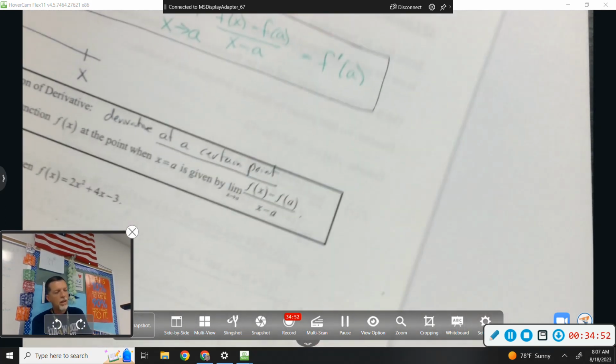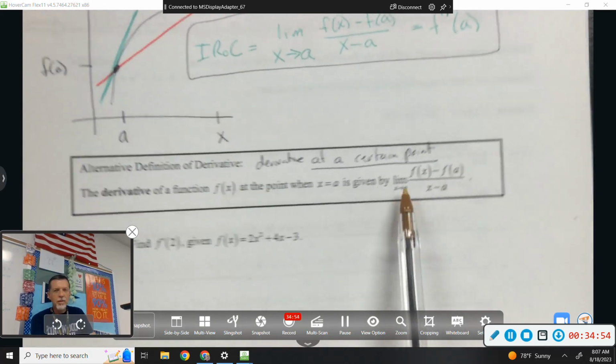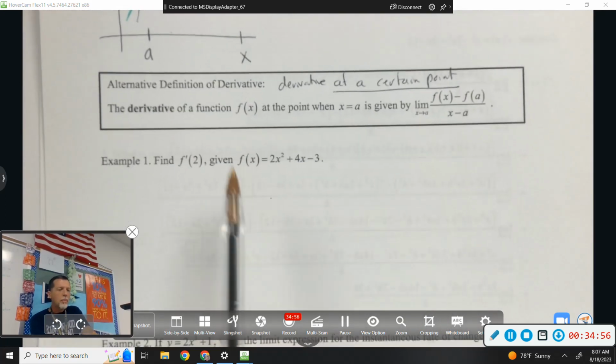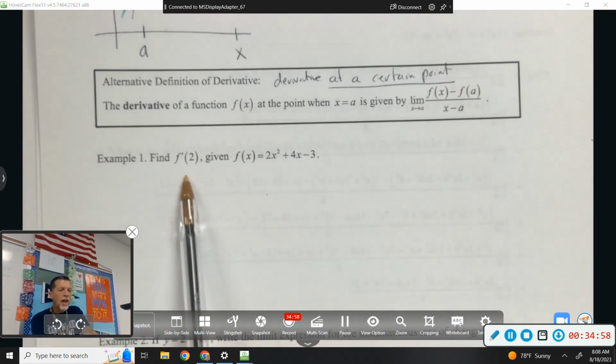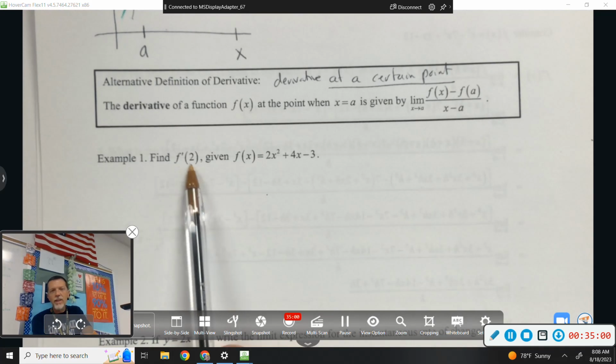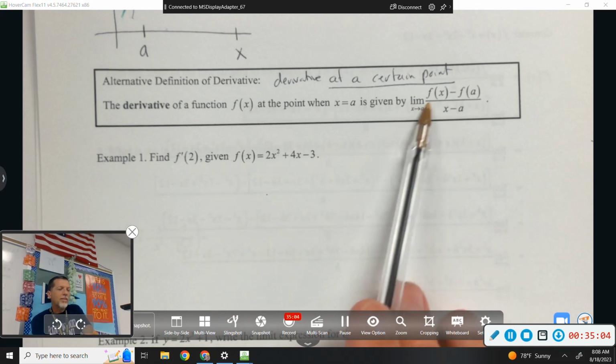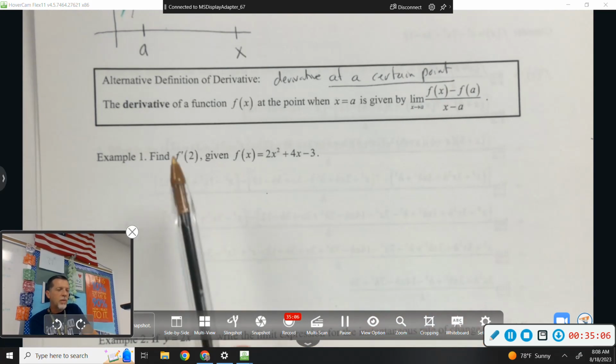The alternative form is going to be a little bit easier to mess with, but when I do this example 1, I'm only going to know the derivative at 2. I'm not going to know the derivative everywhere. So the process is quicker and easier, but your answer is a little bit more limited.